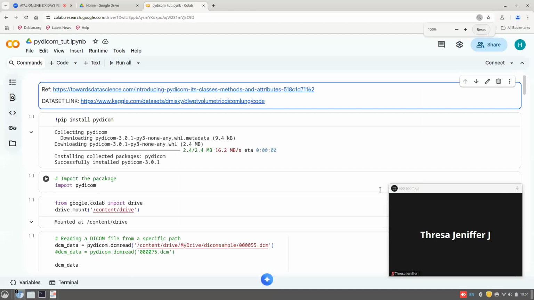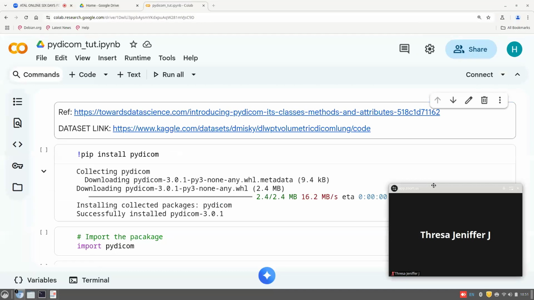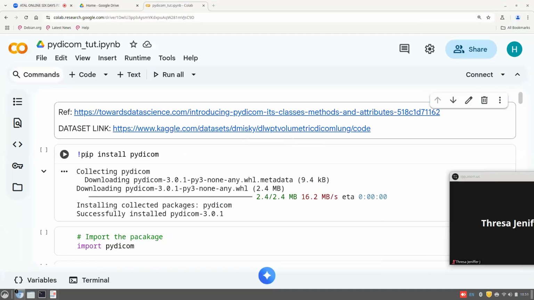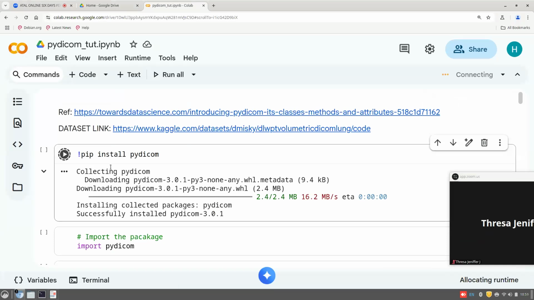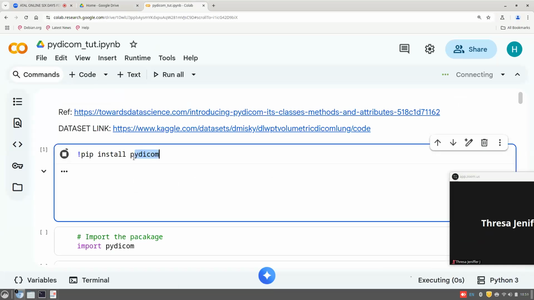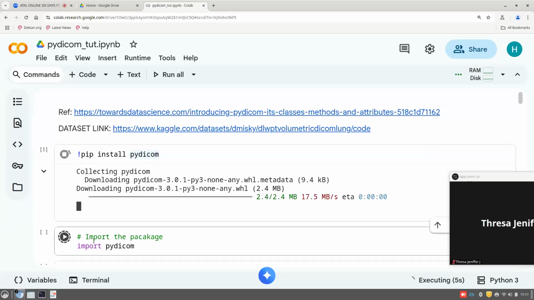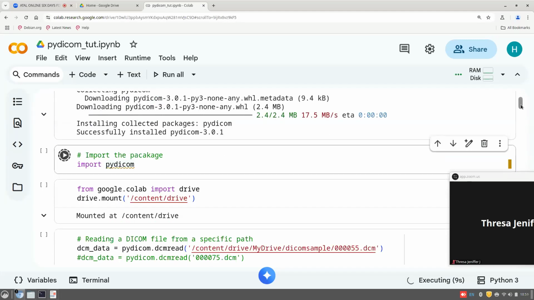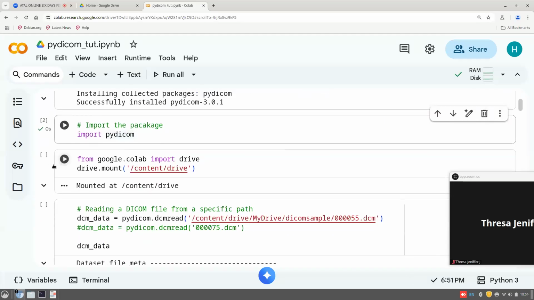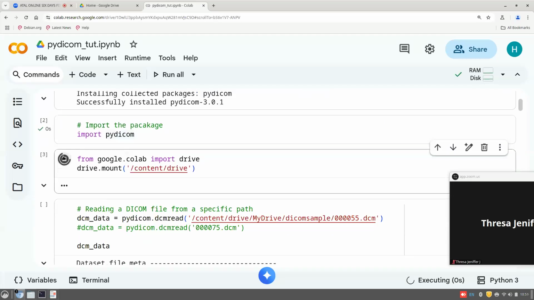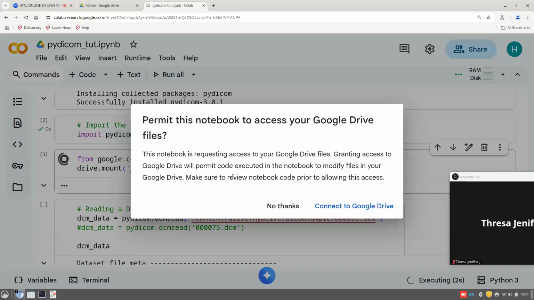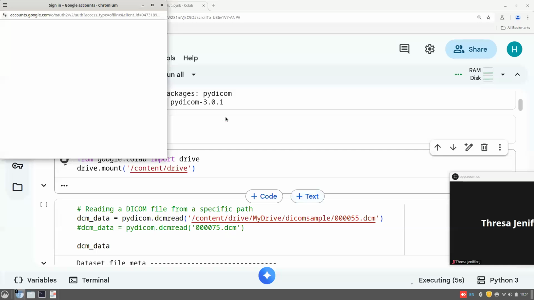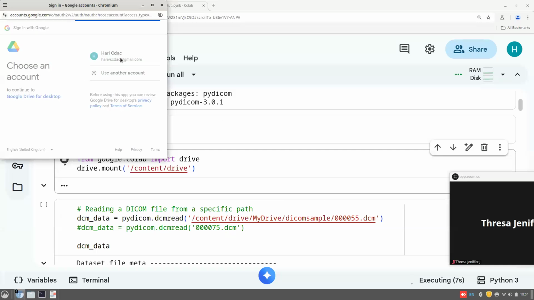So hope my screen is visible. To access the DICOM standard images, you usually have to use this Python library called PyDICOM, which you can install by pip install pydicom, and then you have to import this PyDICOM library in your Python program to really use it. So I have my DICOM image files in my Google Drive. That's why it's asking me permission to connect to the Google Drive.